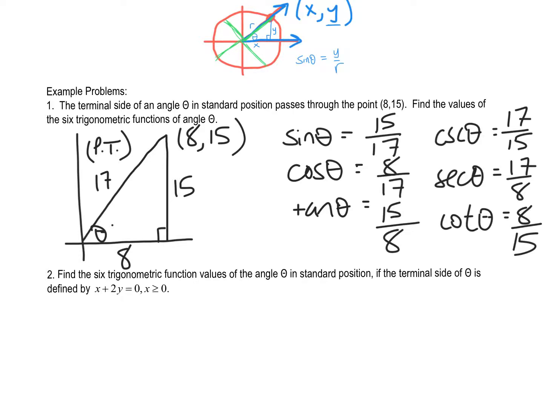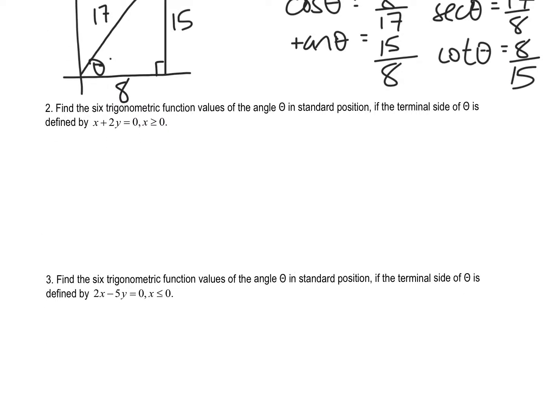So notice the reciprocals here. The sine and the cosecant go together. The cosine and the secant go together. It's just the fraction flipped upside down. And the tangent and the cotangent go together. Okay? Now we have a weirder way of asking this next question.